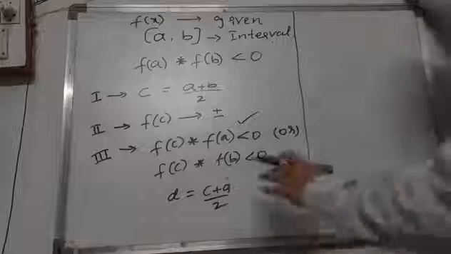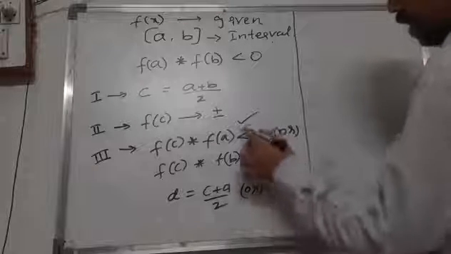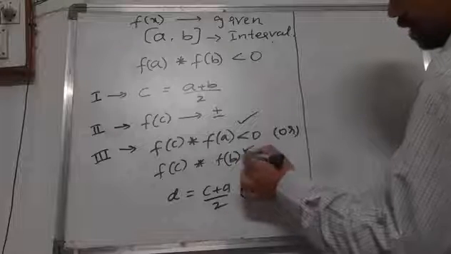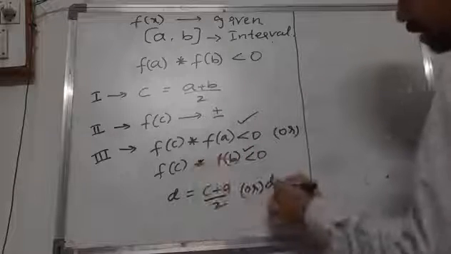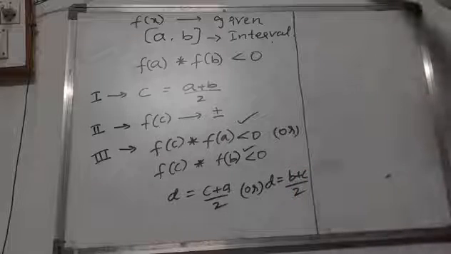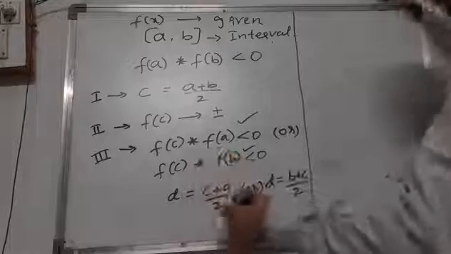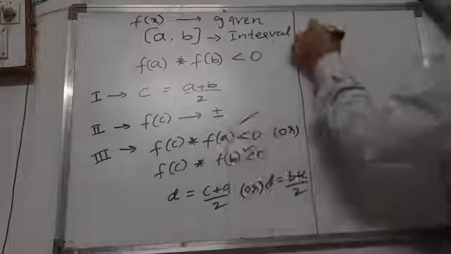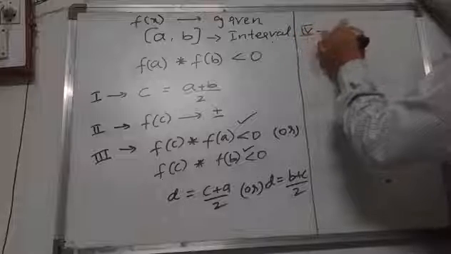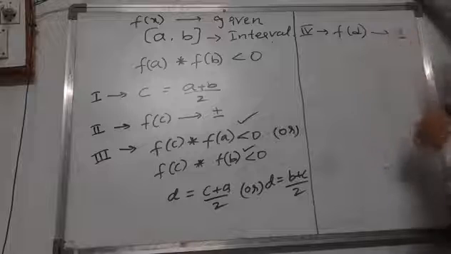Suppose this is not correct. If the other one is correct, then our d root will be (b plus c) by 2. So like this we have to go on checking. Then again, in the fourth step, you have to find the f of d value, and check whether it is plus or minus.